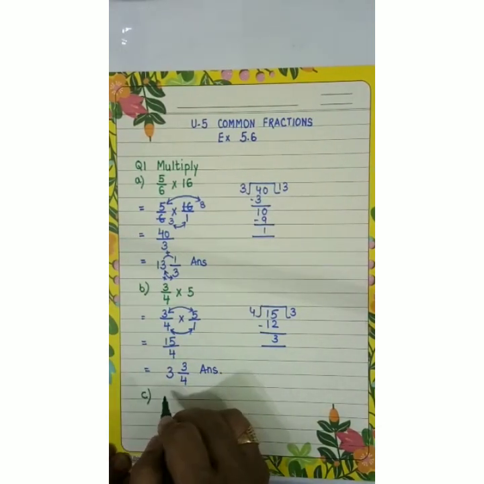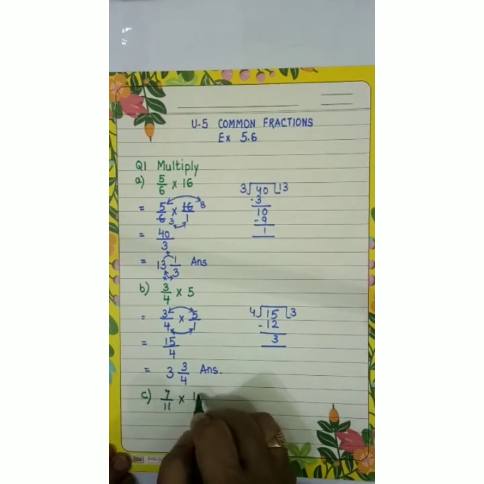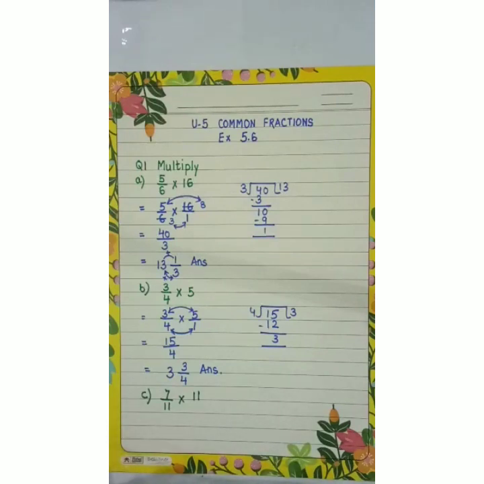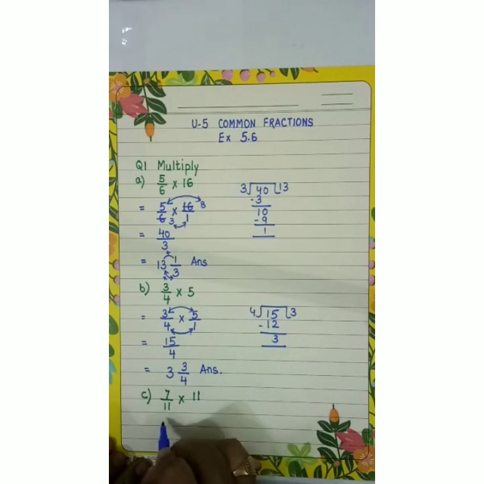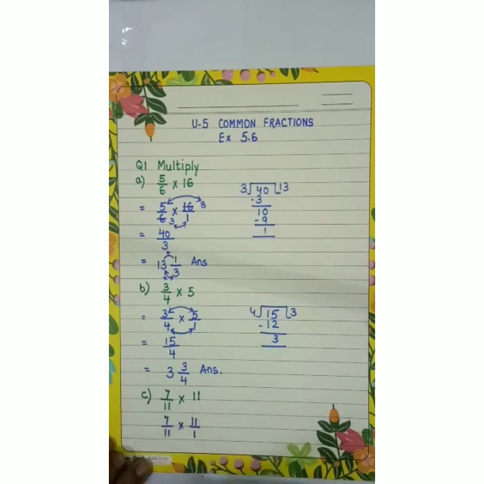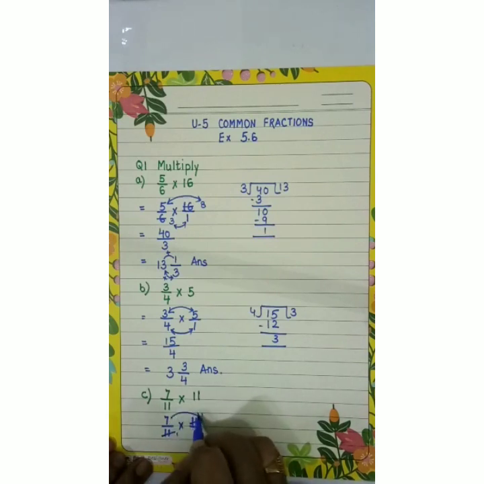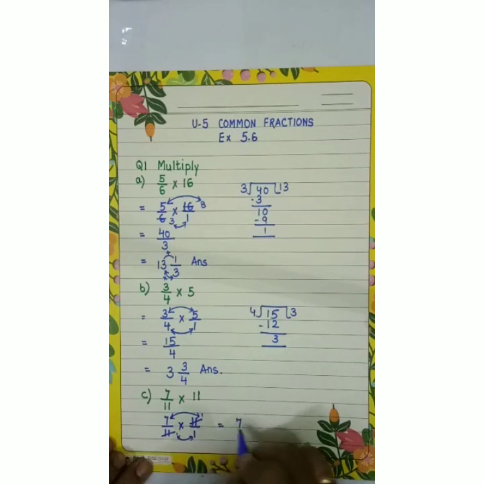Now there is a third type of question in this exercise. It is 7 by 11 multiplied by 11. So when you convert it into the format, you can see 11 and 11. They both come in the table of 11. So you are left with 7 into 1 and 1 into 1. So this gives you the answer 7.